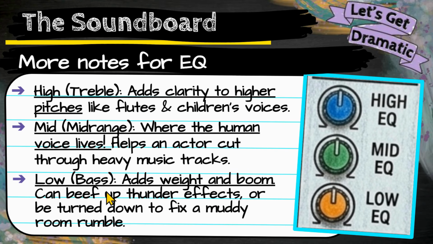Lows or basses add weight and boom, can beef up a thunder effect or be turned down to fix like a muddy room rumble. So this is kind of where the basses are. And if you want to add more weight to that bass's voice, like if you're doing a God-like voice and they have a deep voice and you want to add some more weight, this is a good place to be adding that.